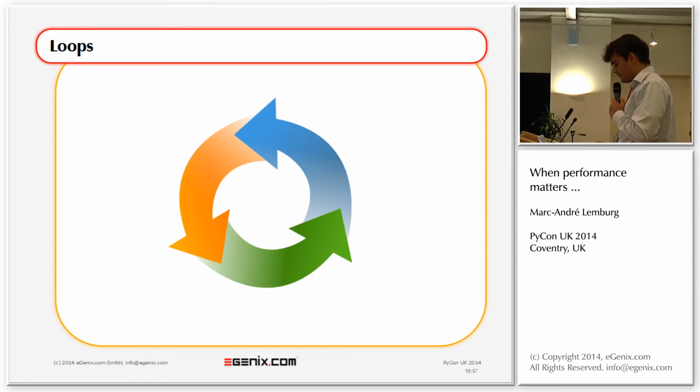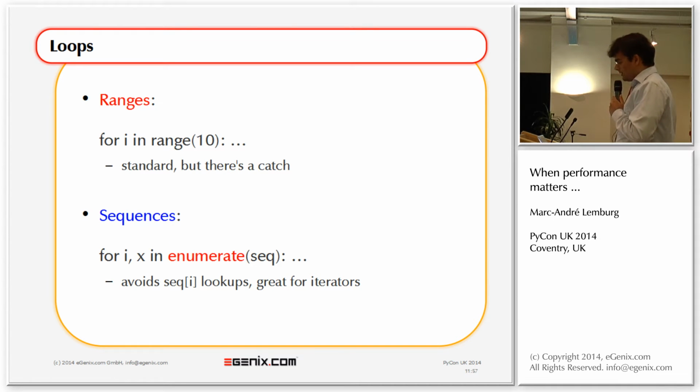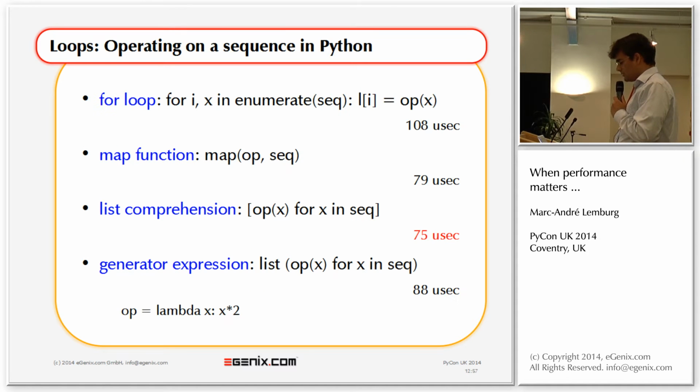Next is loops. Basically, you have two types of loops. One is you want to just iterate over a certain range, and the second one is you want to iterate over a sequence. So let's have a look at the sequences first. There are a number of ways you can run over a sequence. The first one, of course, is the for loop. Then you have the map function you can use. You have list comprehensions, and you have generator expressions.